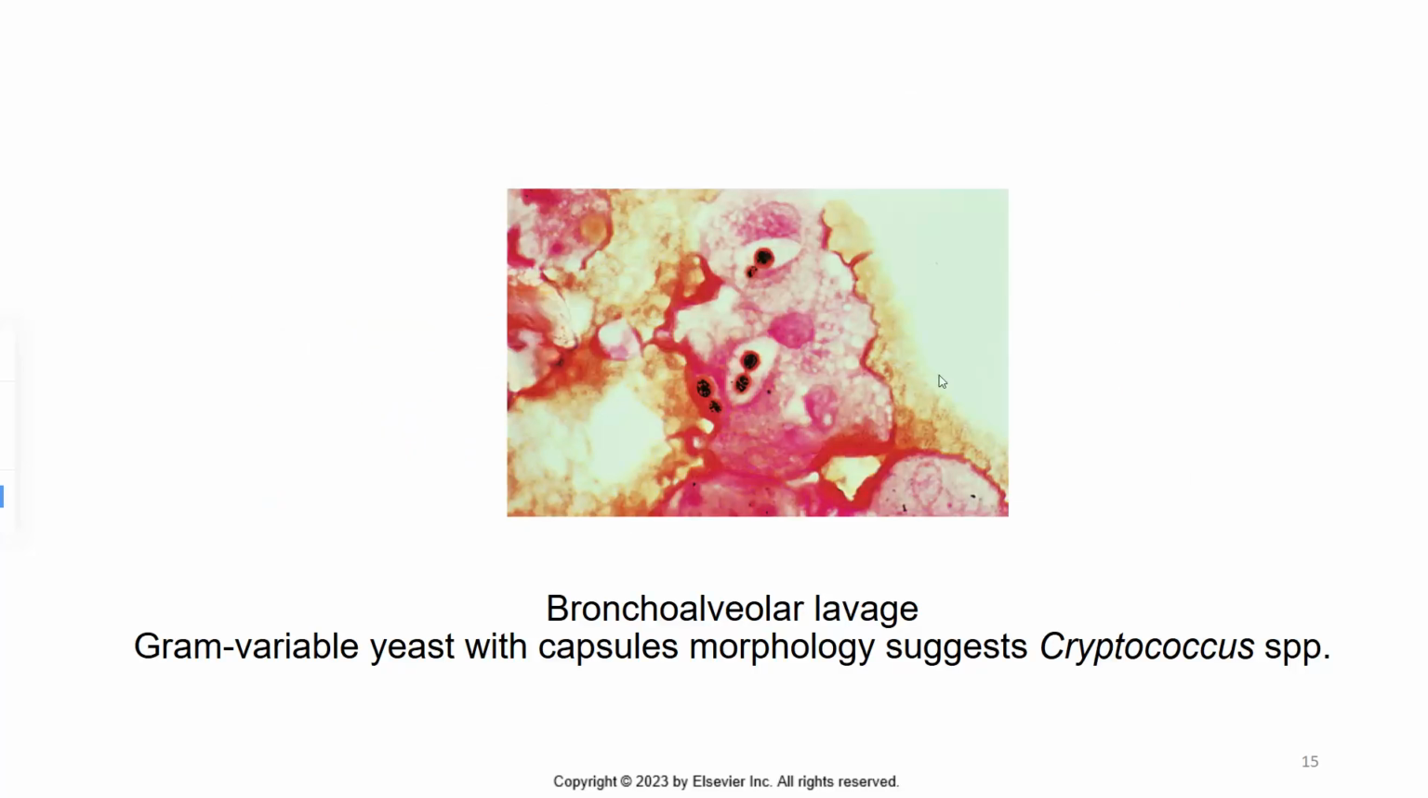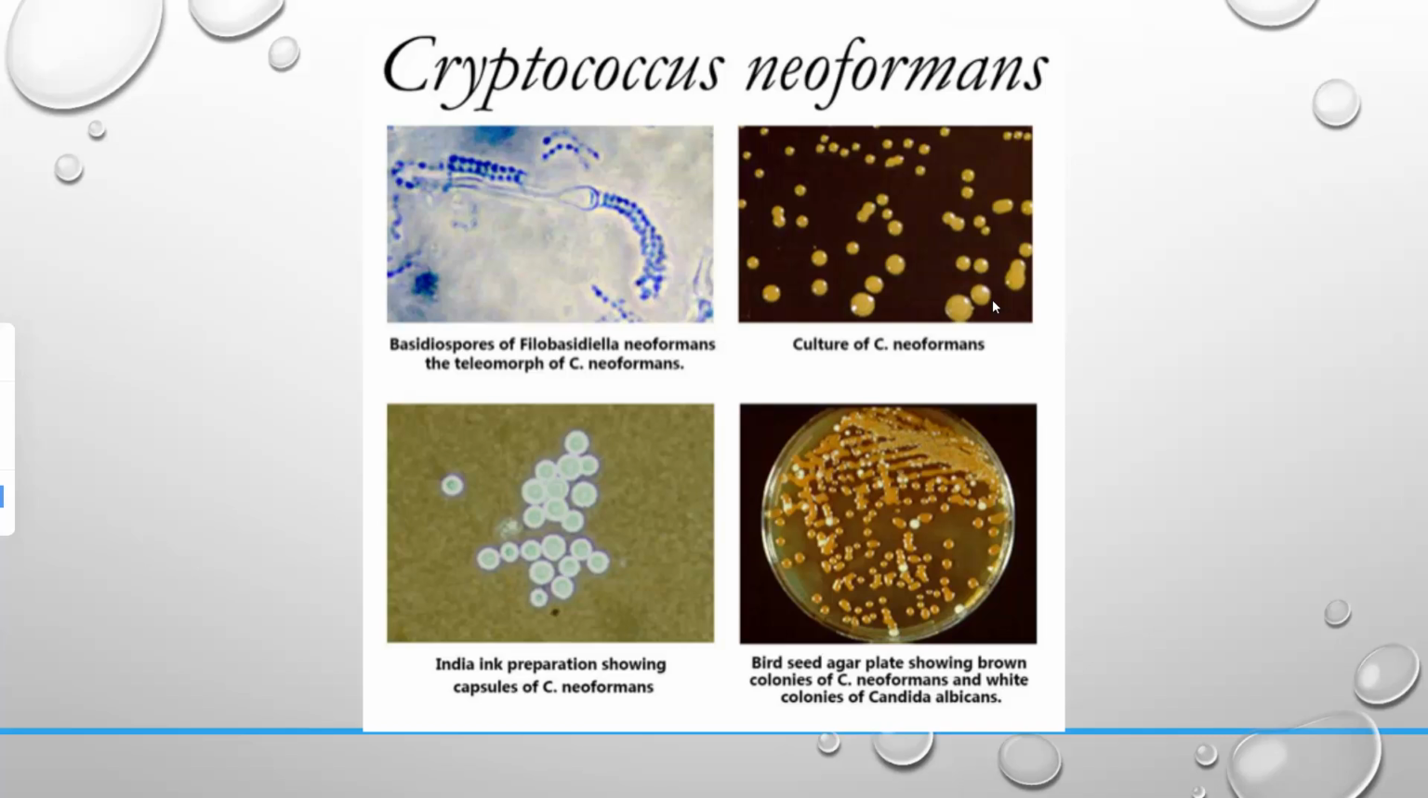So here you can see the Cryptococcus and this halo surrounding the Cryptococcus. Here you're able to see what the colony looks like. You're able to see it on birdseed agar, and then the white ones would be Candida albicans. So you can see the differences there. And then here's an India ink prep that shows the background is stained dark. This halo is the capsule, and then you have the yeast on the inside.